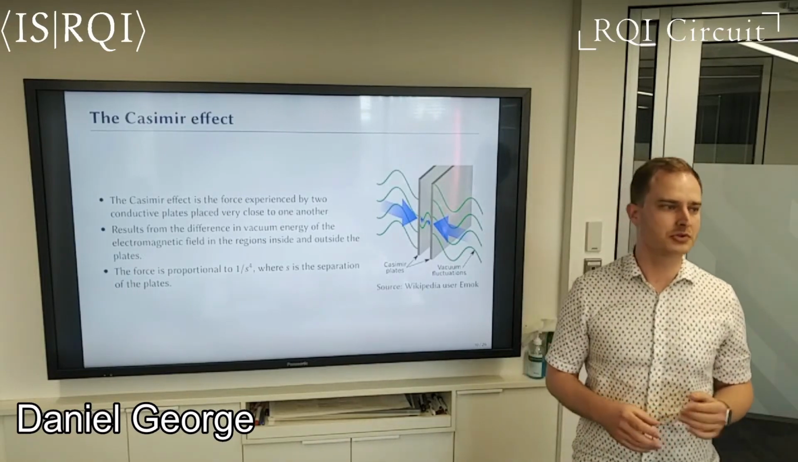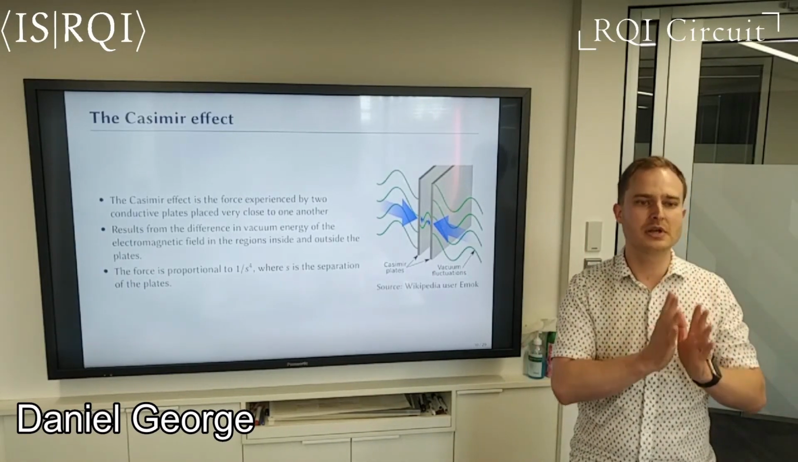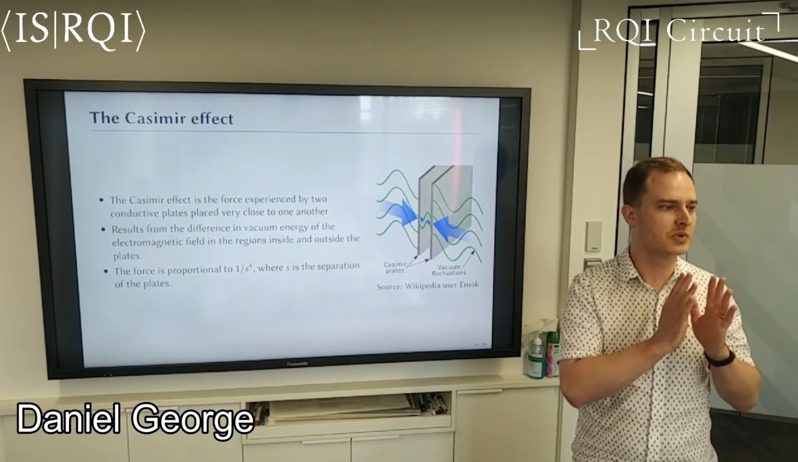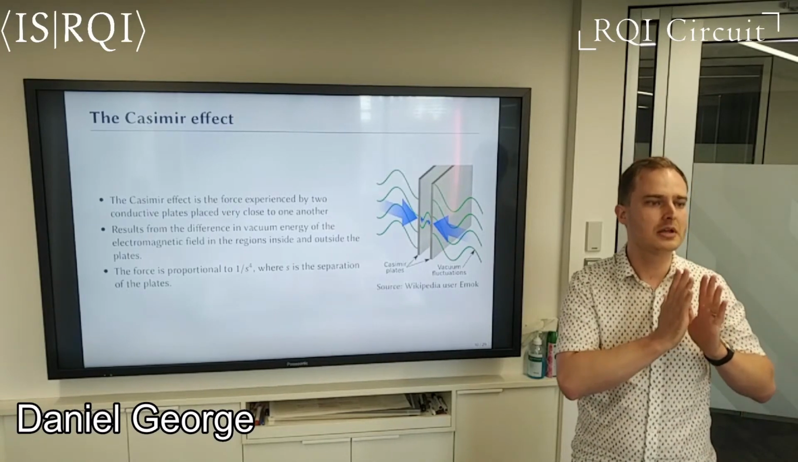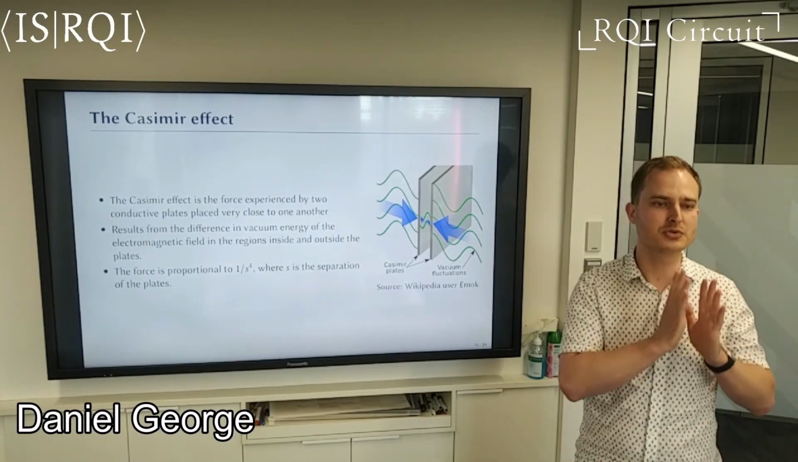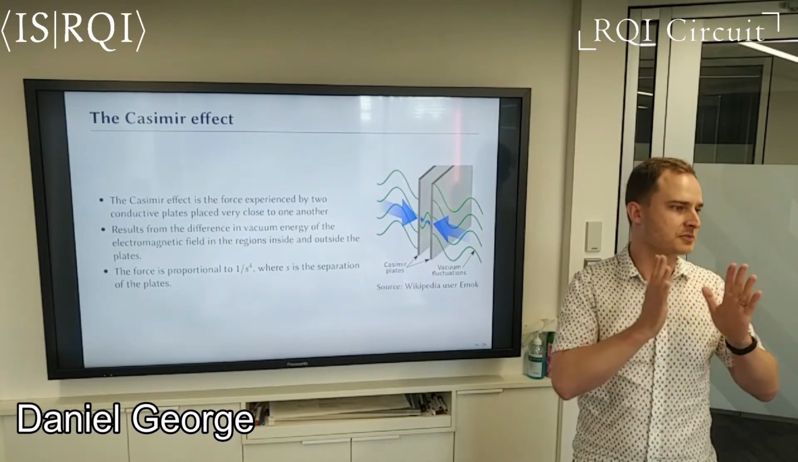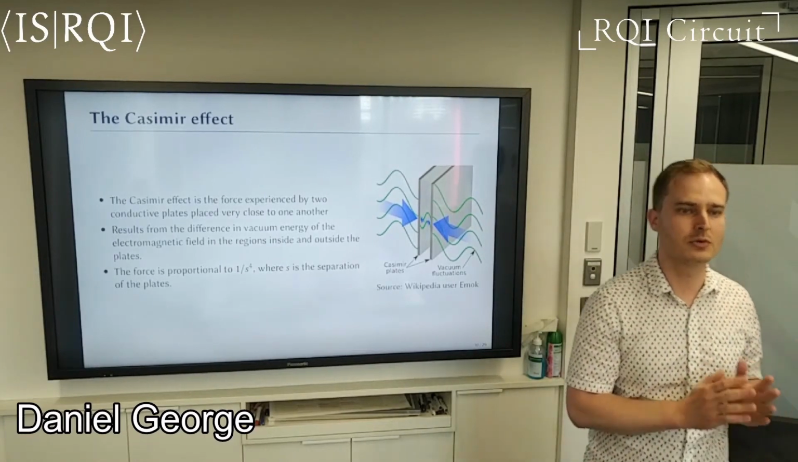Just to recap, I'm sure you all know. If you take two flat conducting plates in an electromagnetic field, you restrict the available modes for the vacuum energy between the two plates, so that you end up with a lower energy density between the plates versus outside, and so they're pushed together. You experience this force that pushes them inwards, proportional to 1 over a to the 4.